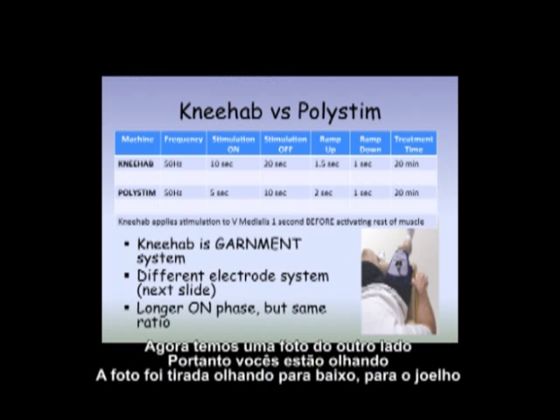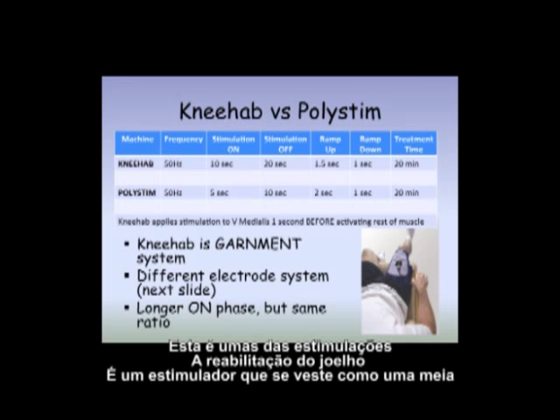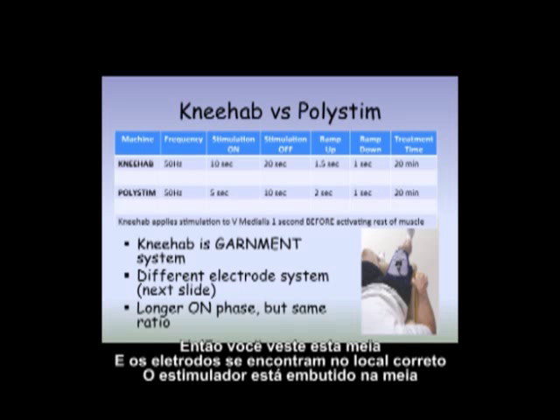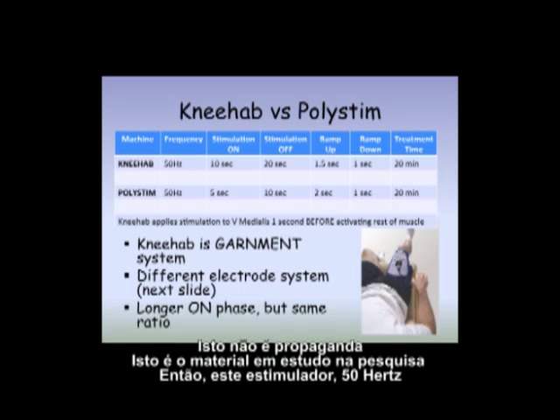The stimulator, we've now got the picture the other way round, so the picture is taken looking down on the knee. This is one of the stimulations. The NEHAB is a stimulator which is built into a sleeve. So you pull the sleeve on and the electrodes are in the correct place. All right? The stimulator is built into the sleeve. This is not an advert. This is the research that was tested.